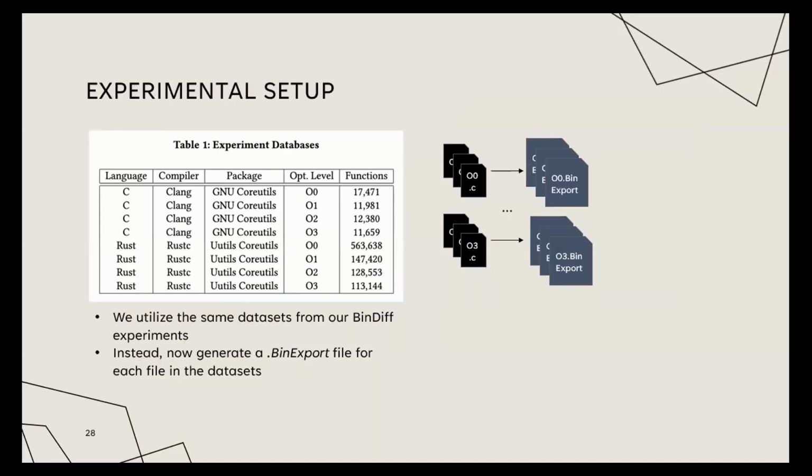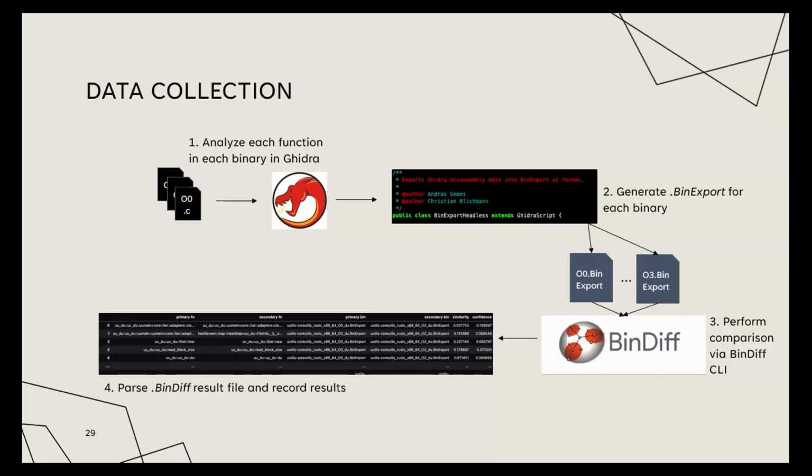We use a similar setup, but BinDiff only does a file to file comparison, not a one to many comparison. So we create one BinDiff proprietary file format for every single binary in our data set. We use a similar workflow where we create a BinExport file, which is the format that they use, and then essentially do a cross-product comparison. So for every binary in our data set, it's compared to every other binary in our data set. So every O0 is compared to every O0, every O1, and so on.